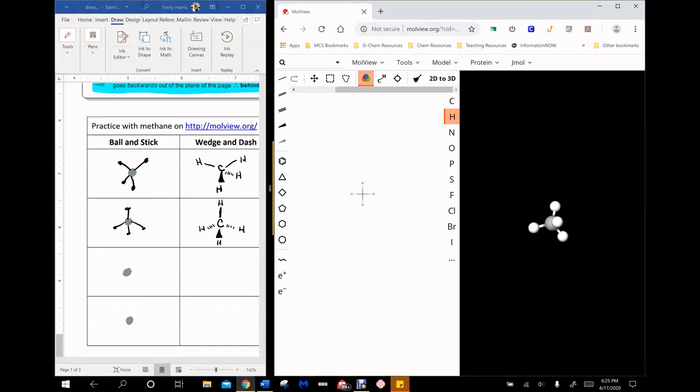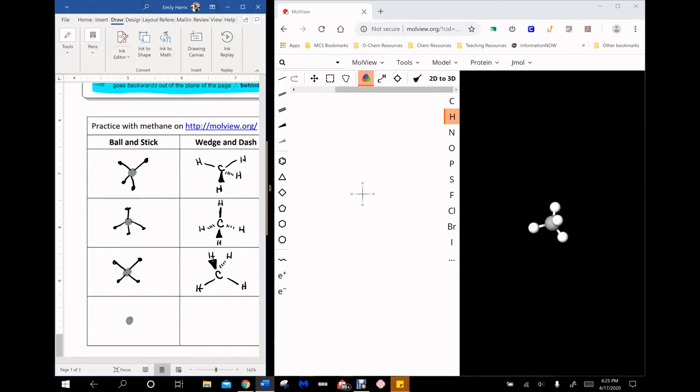So I'm going to pull up on this bottom carbon again. And now what I have is these top 2 are going to be my wedge and my dash. I have 1 hydrogen that's kind of sticking out of the page toward me, so we'll make that a wedge. And then the other hydrogen is going into the page away from me. And the other 2 hydrogens that are pointing downward will be in the same plane. So get 1 there, 1 there, 1 there, 1 there. All right.